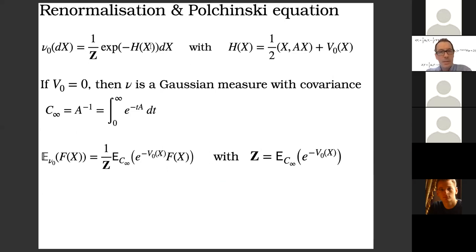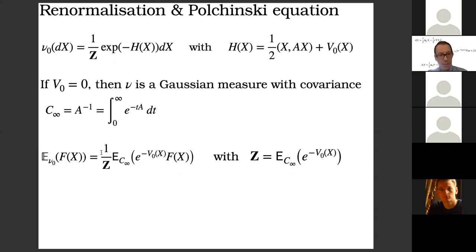So again, we start from some Gibbs measure with a Hamiltonian given in two parts, a quadratic interaction plus some potential V0. When V0 is equal to zero, the Gaussian measure has a covariance C infinity given by M to the minus one. Suppose that it's well defined. And this covariance can be represented as the integral of the exponential of minus tA.